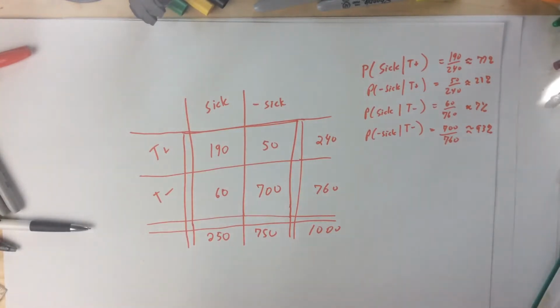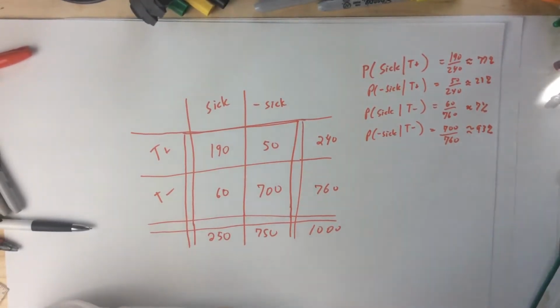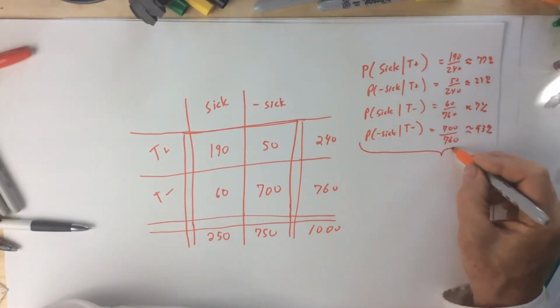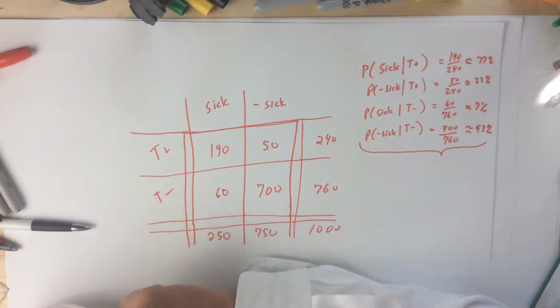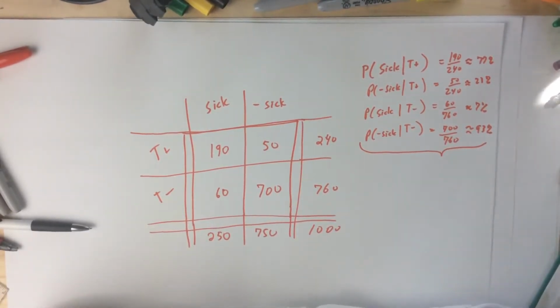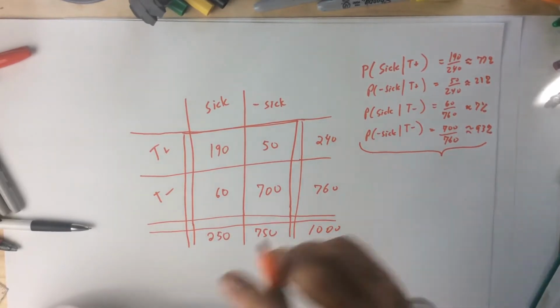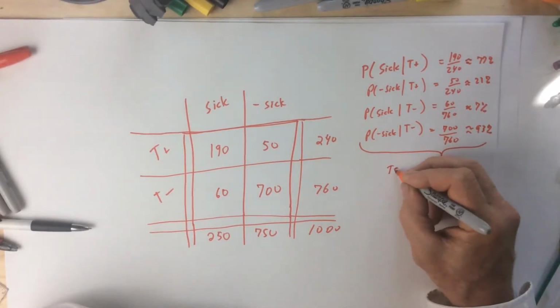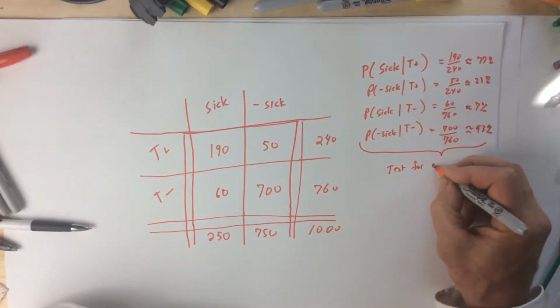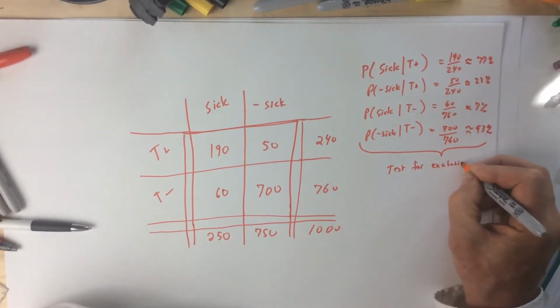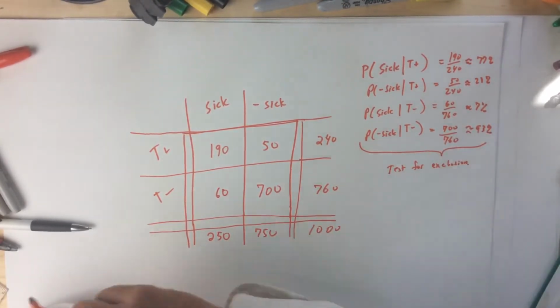Doctor gets a patient, decides to test for whatever reason, and out comes this data. I want you to notice that this one is a really solid thing to have happen. Doctor gets a negative back, and he's 93% sure you're not sick. This looks like a very good test for exclusion. Let's consider why that's nice.